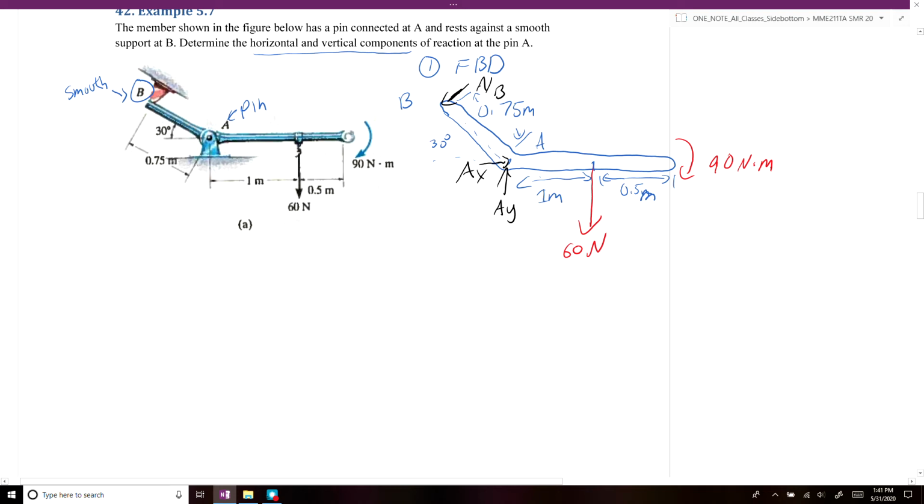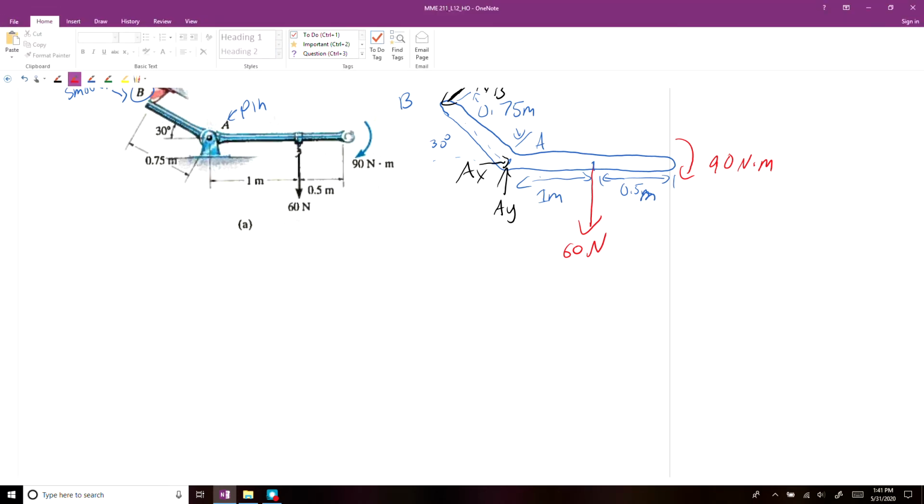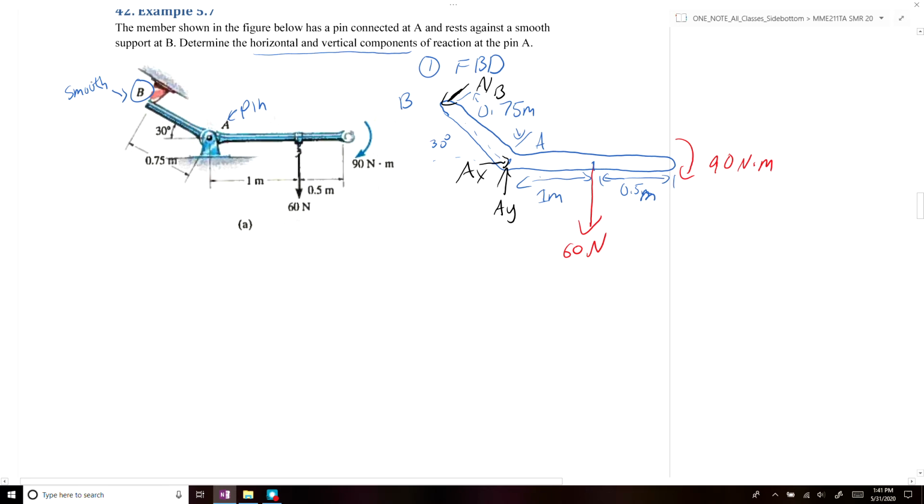Once we have a free body diagram drawn, we can now look at applying our equilibrium equations. That's our second step. When you're applying the equilibrium equations, you want to try to minimize the number of unknowns in any equilibrium equation. This will make solving the problems a lot simpler.